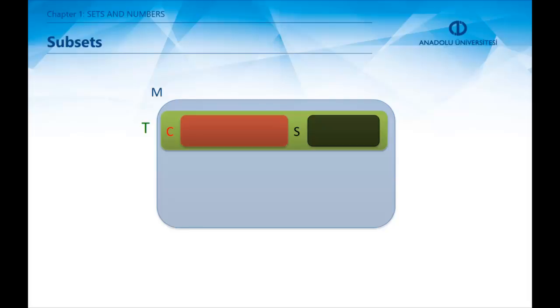Since the clothing shops are on the third floor, C is a subset of T, and since the shoe shops are also on the third floor, S is also a subset of T. We denote this by C is a subset of T. Also, these shops, the clothing shops and the shoe shops, are already in the shopping center, so they are also subsets of the shopping center M.